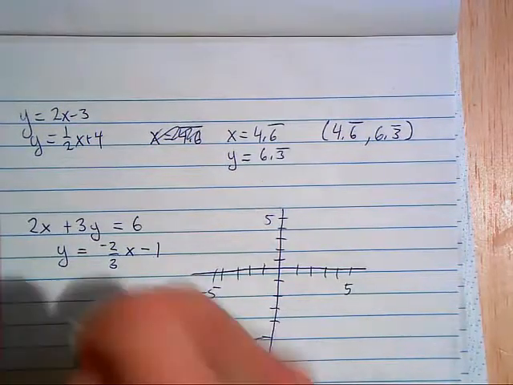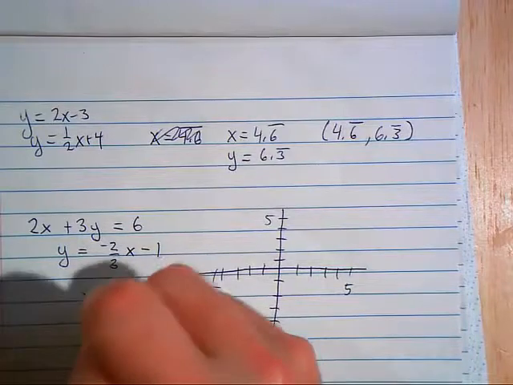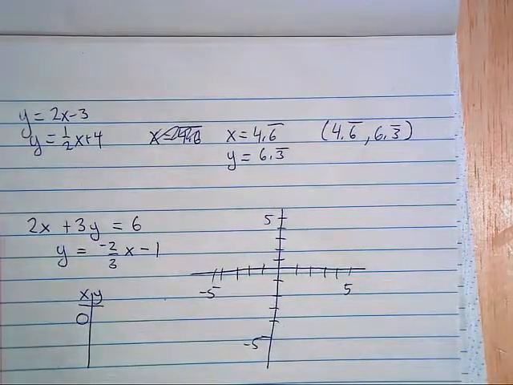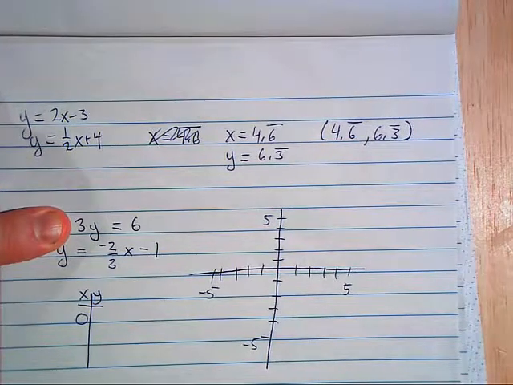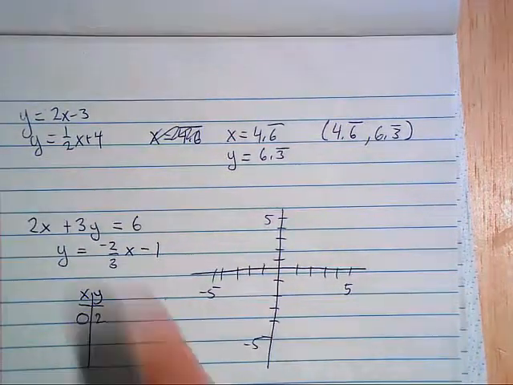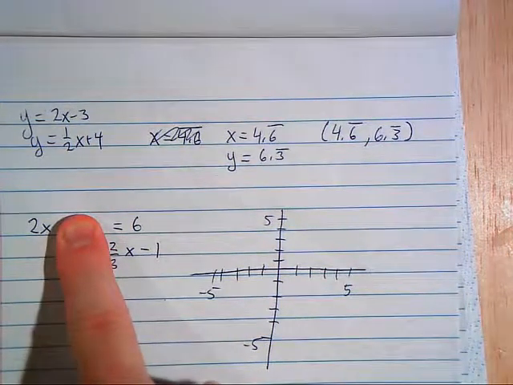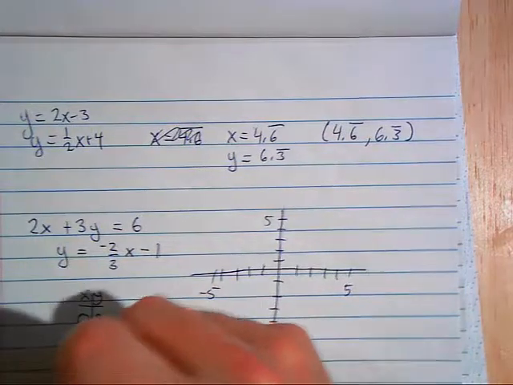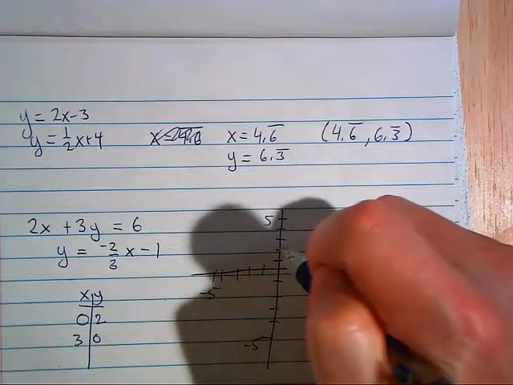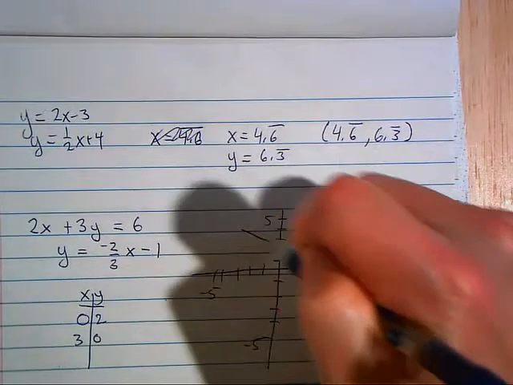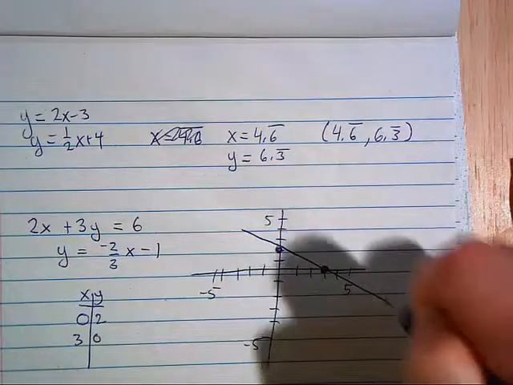That's all right. Okay, for the first equation, since y is not all by itself, I would build a little table. I would plug 0 in for x. So 3y has to be 6. Y has to be 2. And then I would plug 0 in for y, which would give me 2x equals 6. So x has to be 3. So that gives me my two intercepts, (0, 2) and (3, 0). Make a line.